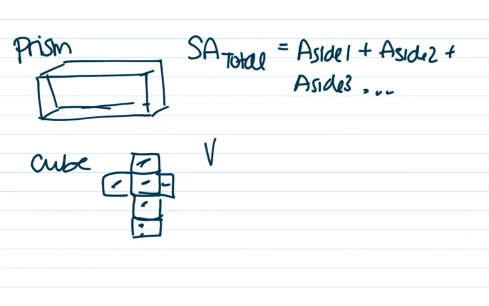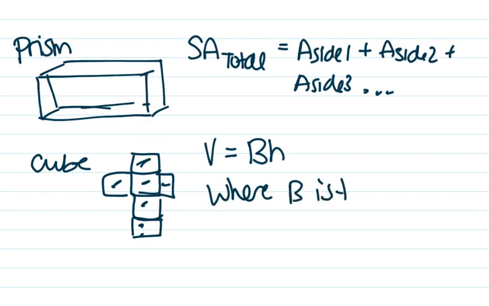To find the volume of a prism, we would do capital B times H, where capital B is the area of the base. All right, so don't confuse this with the lowercase b, which just represents base, but the capital B represents the area of the base. So area of the base times the height, and that's the volume of a prism.